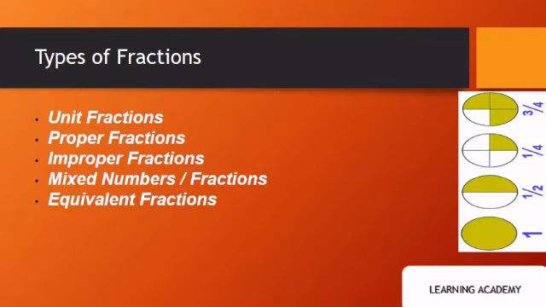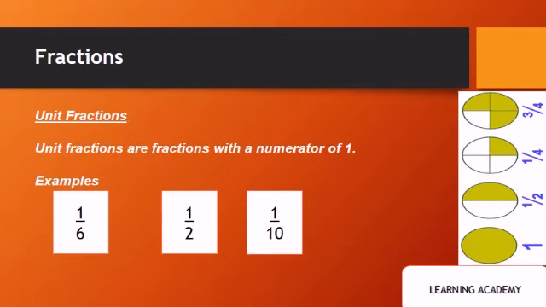There are 5 types of fractions. There is the unit fraction, proper fraction, improper fractions, mixed numbers or mixed fractions, and equivalent fractions. Now, these 5 types of fractions have various characteristics and properties that help students to identify them from each other quite easily. Now, we will explore these types of fractions individually as we progress along with our lesson.